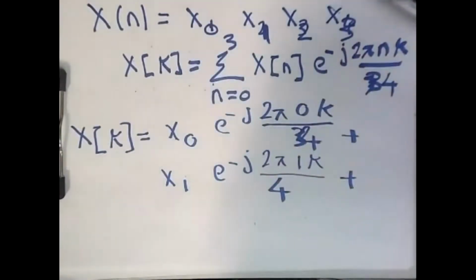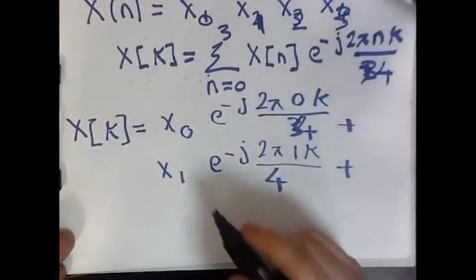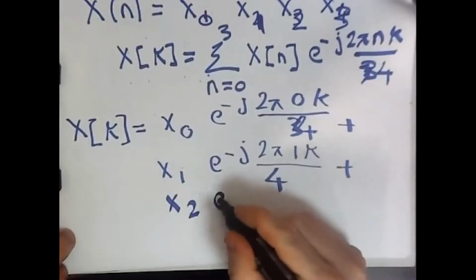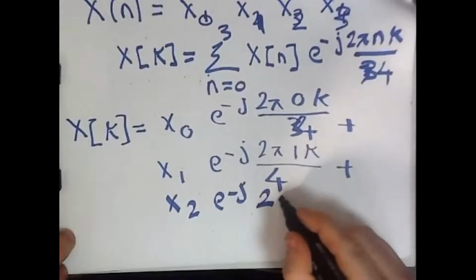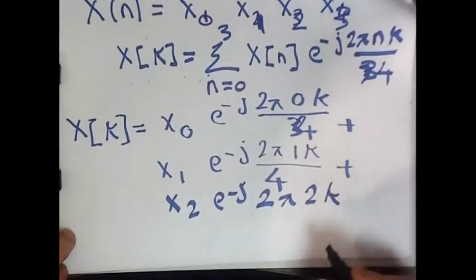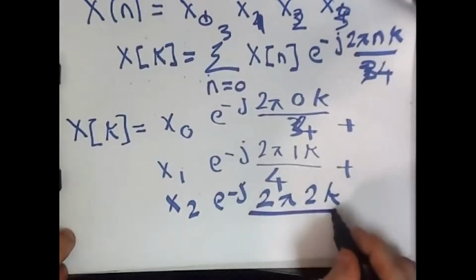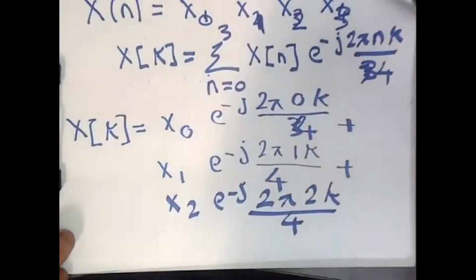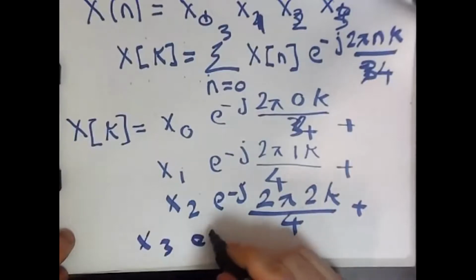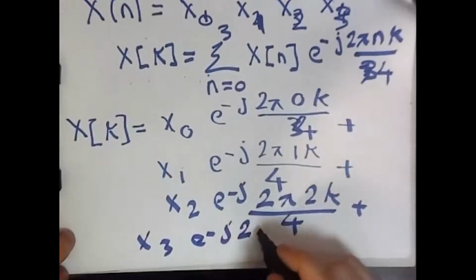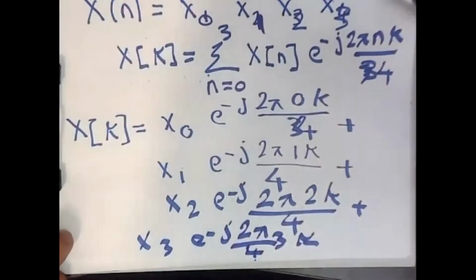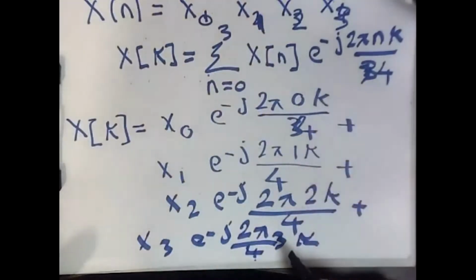Let's have the third term. The third term will be x2 e to the power minus j 2 pi 2k over 4. And finally, the fourth term, x3 e to the power minus j 2 pi 3k over 4. These are the four terms.